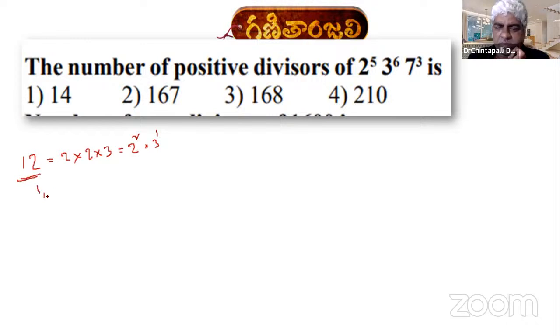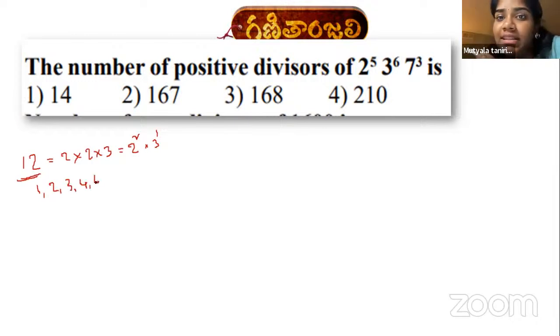1 is a divisor of 12. Agree? 2 is a divisor of 12. 3 is a divisor of 12. 4 is a divisor of 12. 6 is a divisor of 12. 12 is a divisor of 12. How many divisors are there for 12? 6 divisors are there, right? And tell one another number.